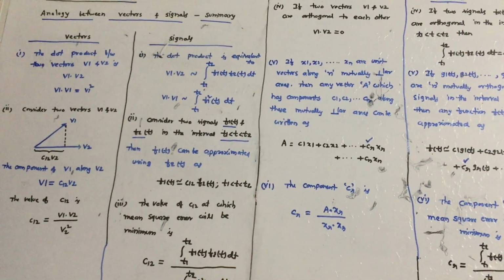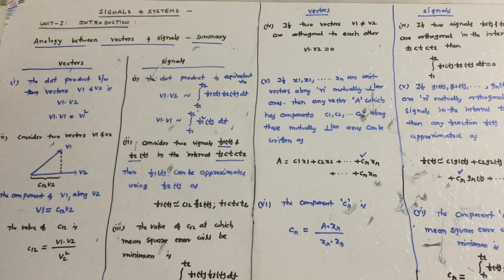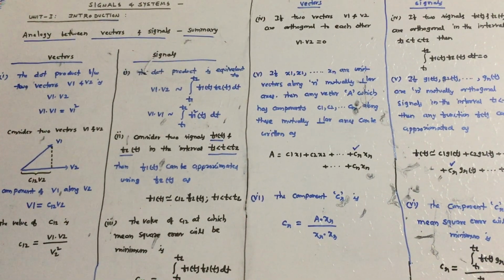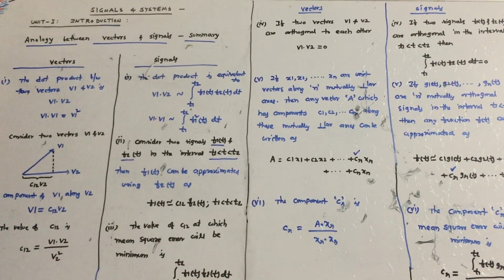If this question asks for 8 marks, you have to write this summary very clearly, the analogy between vectors and signals.